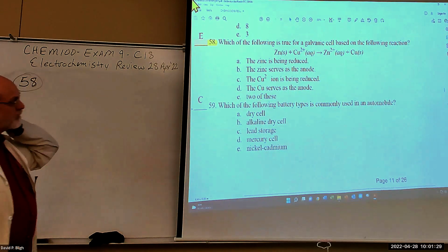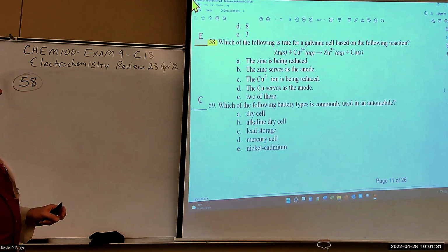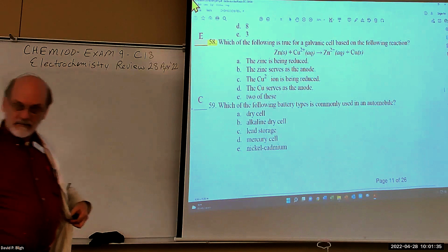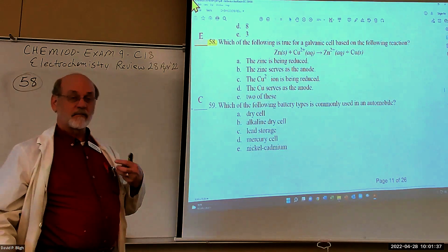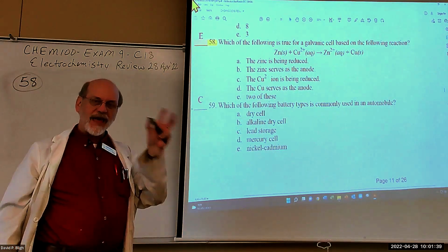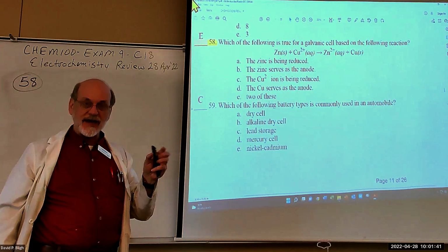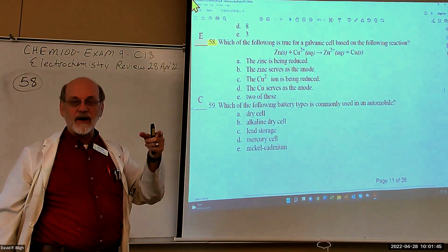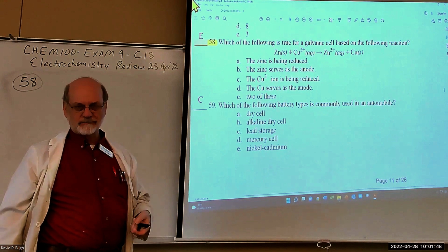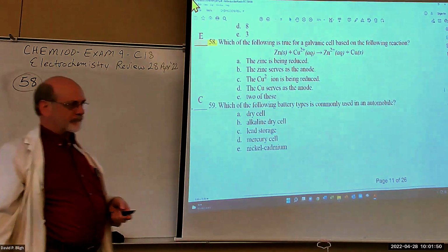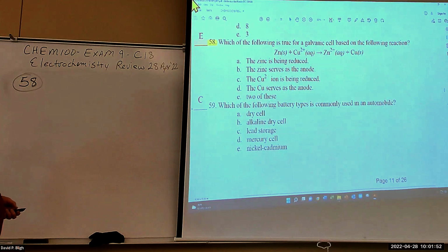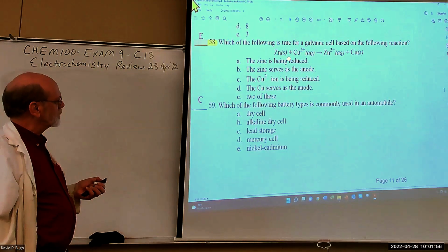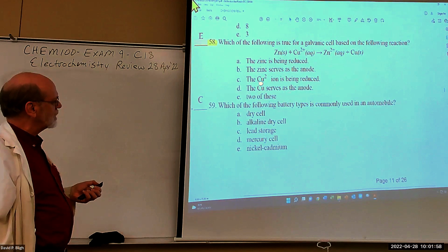58. Which of the following is true for a galvanic cell based on the following reaction? Okay, remember a galvanic cell. You have one half cell that is the reduction side and one half cell that is the oxidation side. They're connected by a wire and a salt bridge to complete the circuit. So what's the question? Which one's reduced? Which one's the anode?